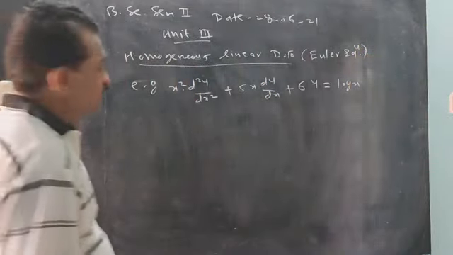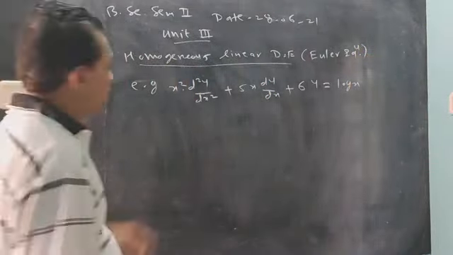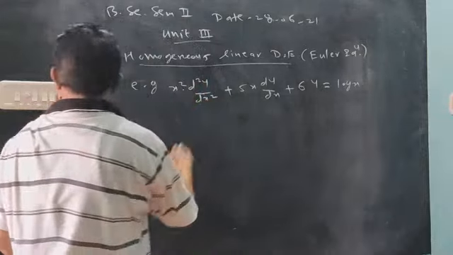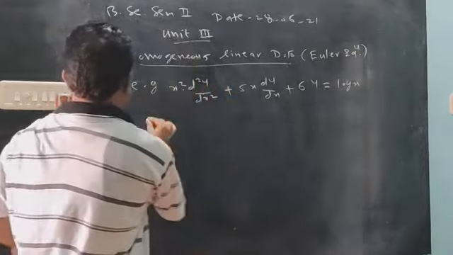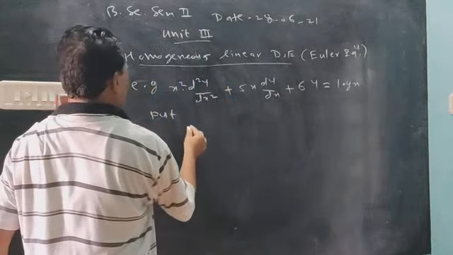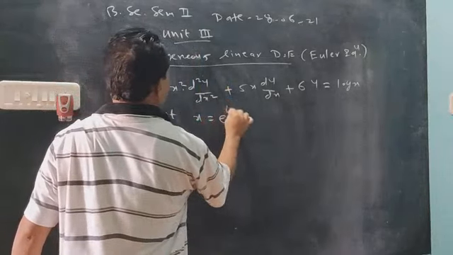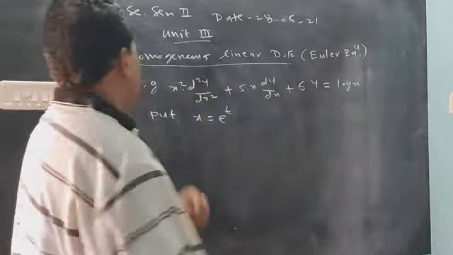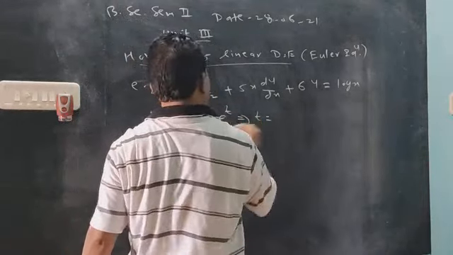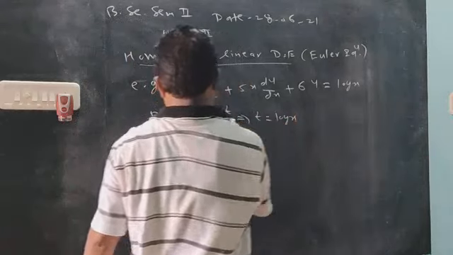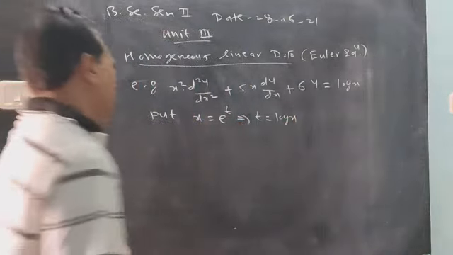Now how to solve this problem? We have to remove the x variable from the coefficients; otherwise we cannot solve it. The method here: put x equals e raised to power t. That means t equals log of x.